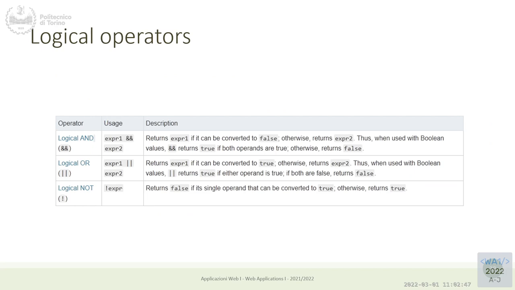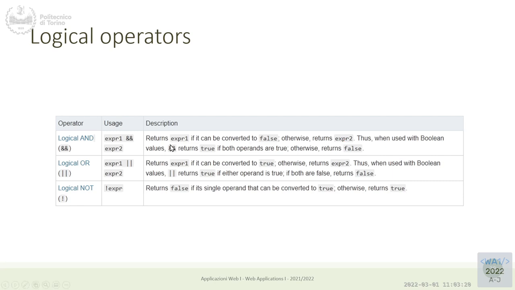Logical operators are very powerful, and we use them a lot in React: and, or, not. But the way they work is not that expression 1 and expression 2 are Boolean values and they will return a Boolean value. No. The definition of an AND is that it returns expression 1 if it can be converted to false, if it's falsy, otherwise it returns expression 2.